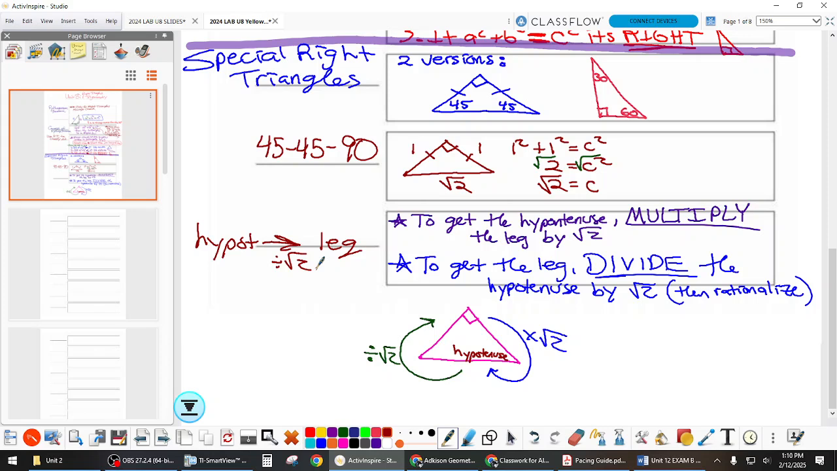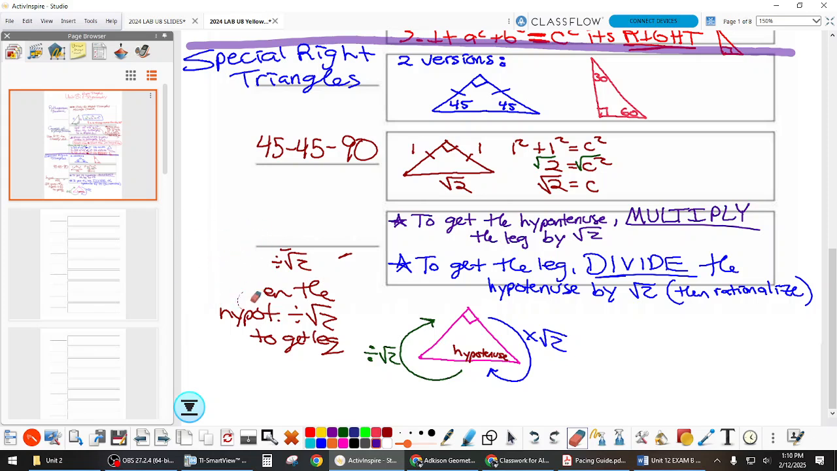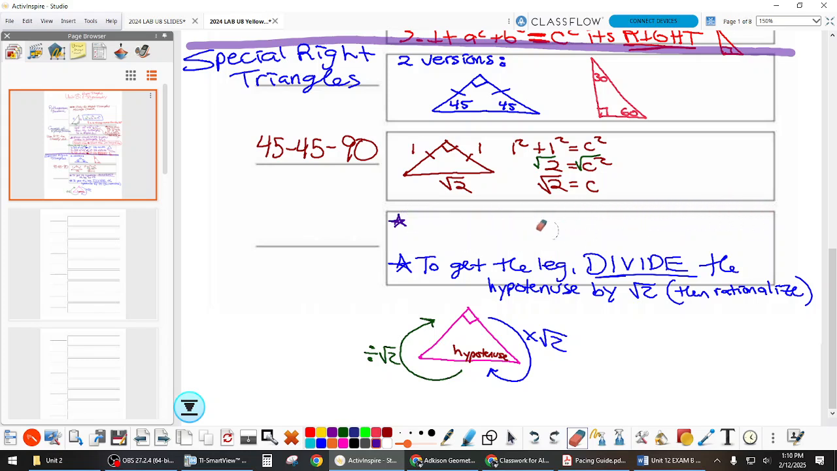So here's what Dolly just proposed. If given the hypotenuse, divide by root 2 to get the leg. Is that kind of how you did it? Is that better? Yes for you. Yes for you too. All right, let's change it then. The picture is still fine. I'll just change one at a time.